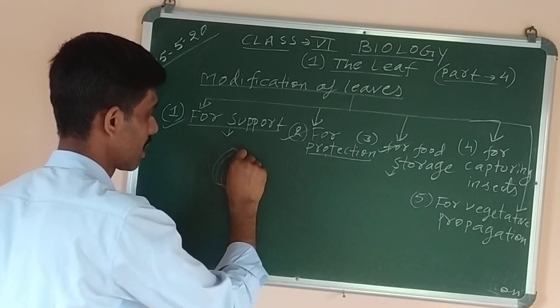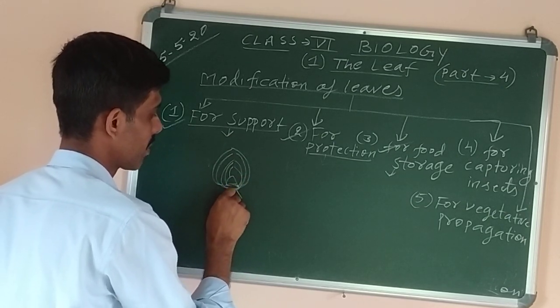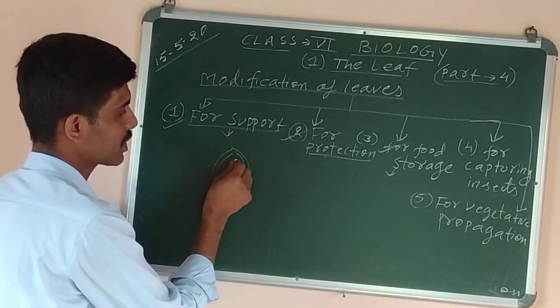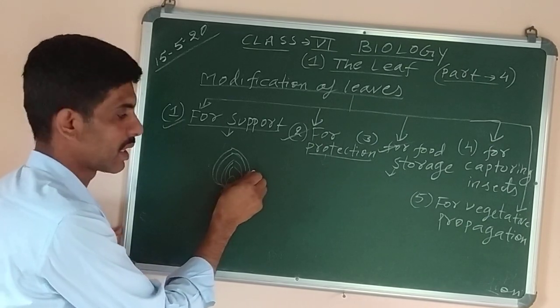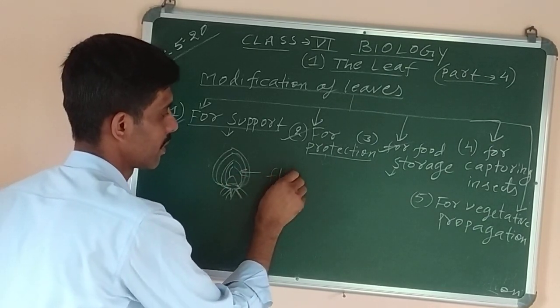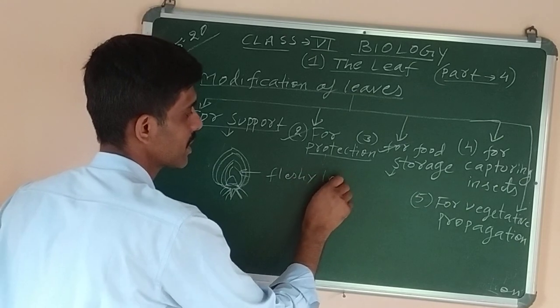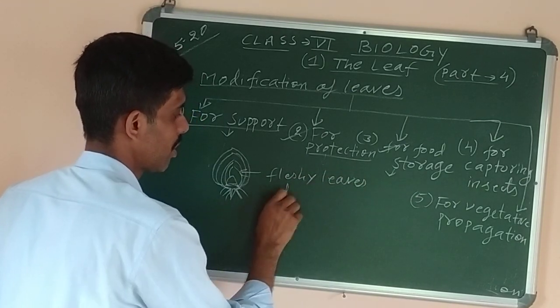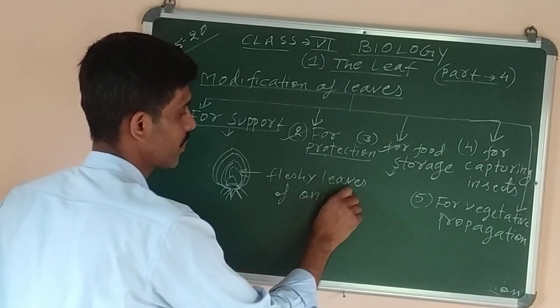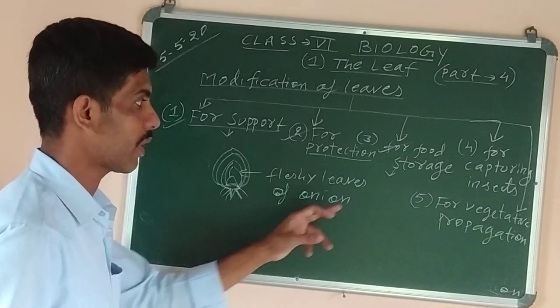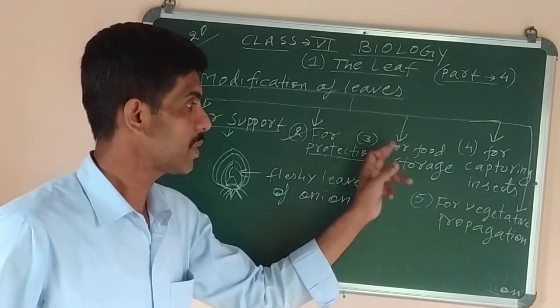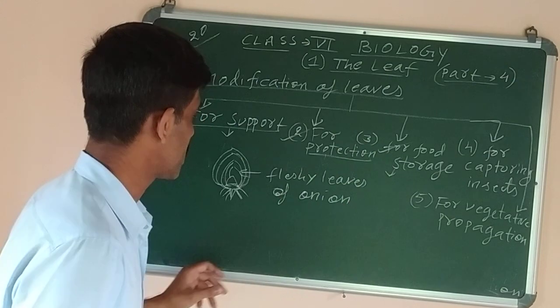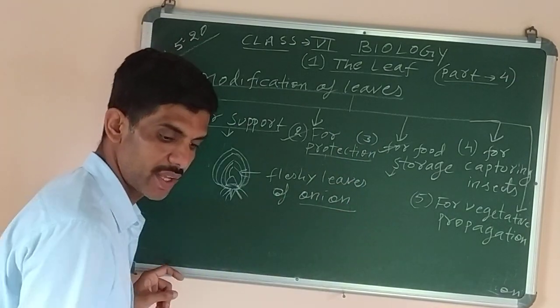And from here the roots develop. So these fleshy leaves of the skin, they store food. Fleshy leaves of onion, they store food inside them. So for food storage also, leaves are changed to store food. Example, in onion you can give.